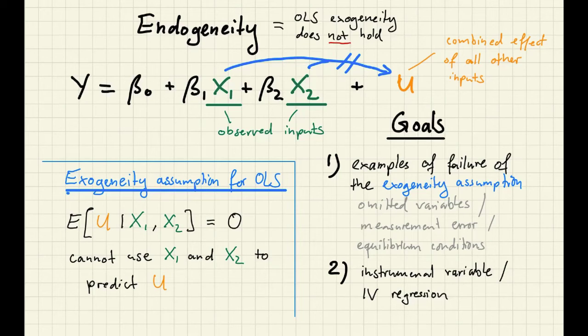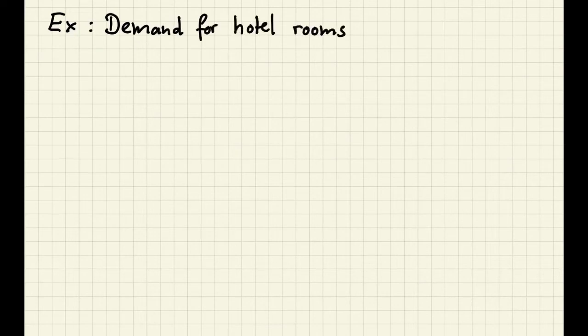In this video, we'll look at another application where the exogeneity assumption for OLS estimation fails, and this time it will be because of economic equilibrium conditions. The example that we'll be looking at is the demand for hotel rooms. We'll study the demand for hotel rooms within a city.